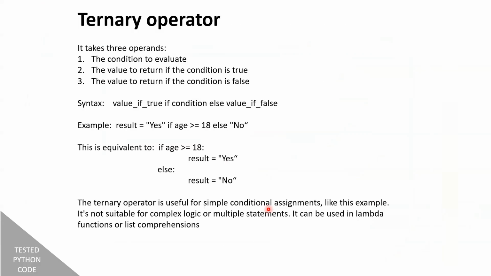Okay, so next topic is the ternary operator. So ternary operator takes 3 operands. Let's say an example: if age greater than or equal to 18, the result is yes, else the result is no. This is the traditional way we write it, if else.